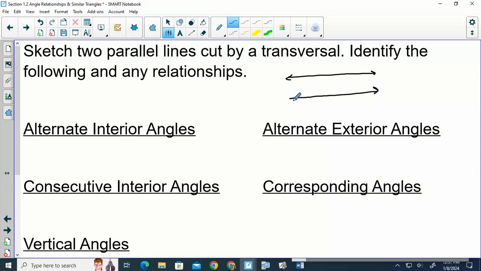cut by a transversal, that's just a line intersecting both of them. Okay, we have a lot of different angles that are formed. I'm going to number my angles, and it would be helpful if you drew this picture and labeled yours, numbered yours the same way.